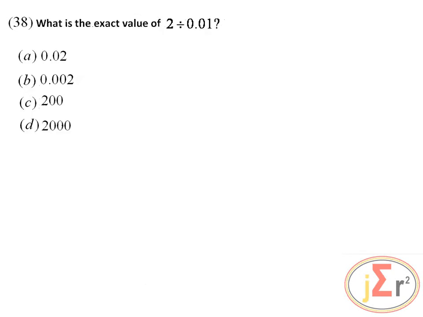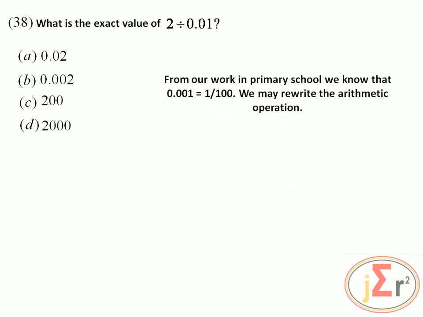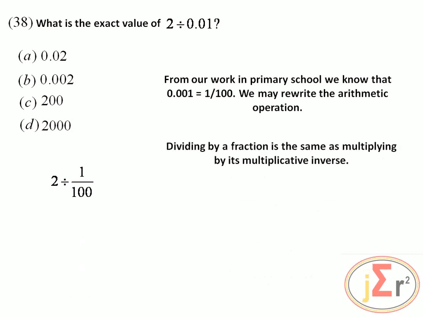What is the exact value of 2 divided by 0.01? From our work in primary school, we know that 0.01 is equal to 1 over 100. We may rewrite the arithmetic operation. Instead of writing divide by 0.01, we will write divide by 1 over 100. So 2 is being divided by 1 over 100.